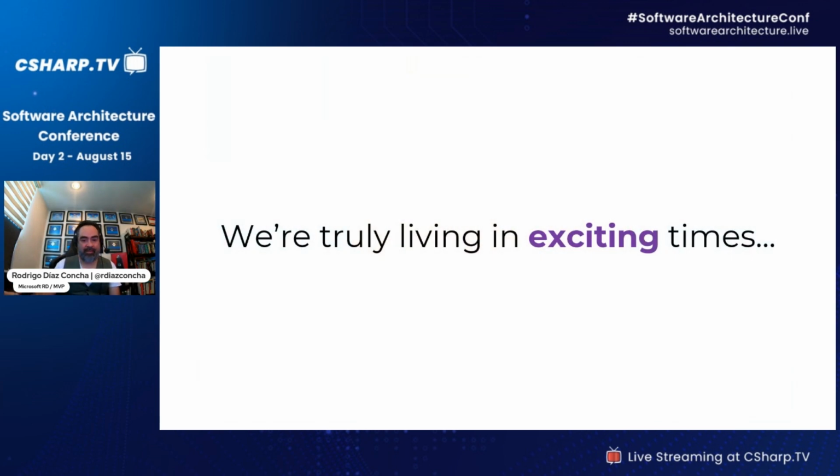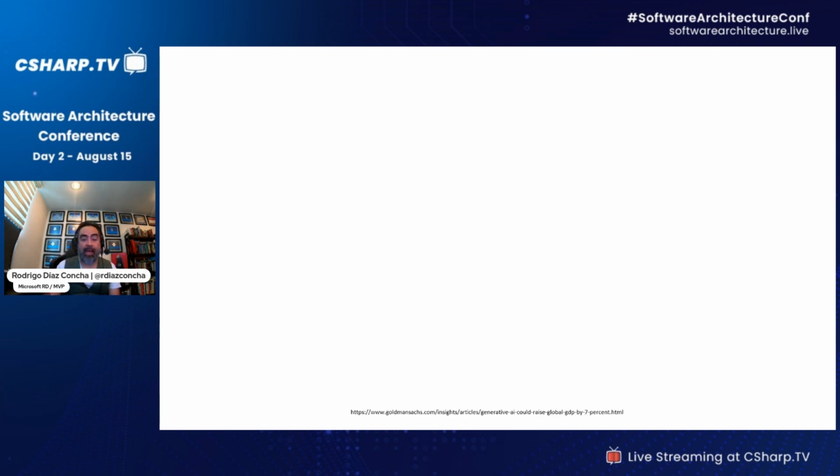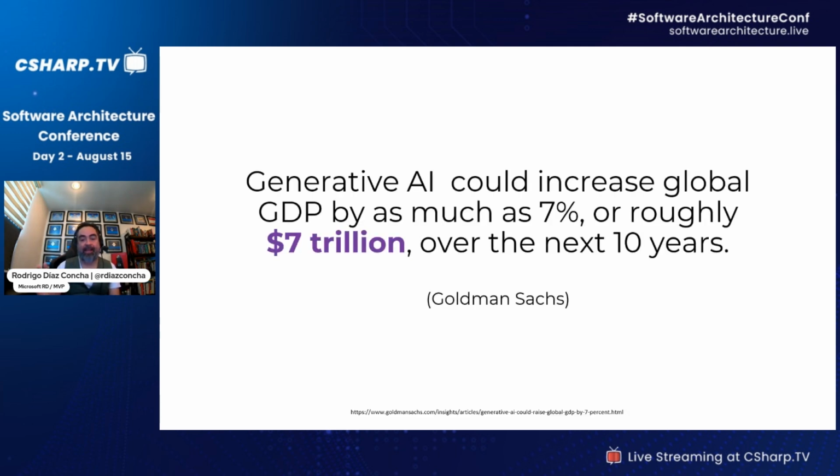In all seriousness, we are truly living in exciting times, right? And of course, media creation is just one example of the capabilities of generative AI. According to Goldman Sachs, generative AI could increase global GDP by as much as 7%, or roughly $7 trillion over the next 10 years, which is fascinating, right?